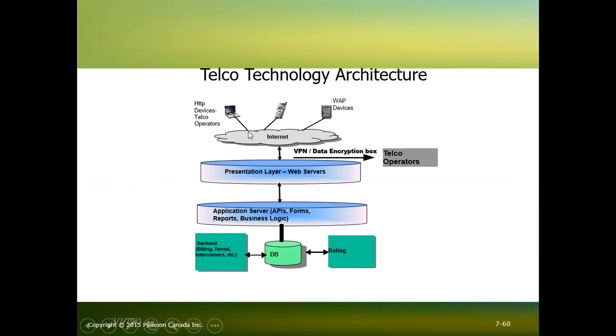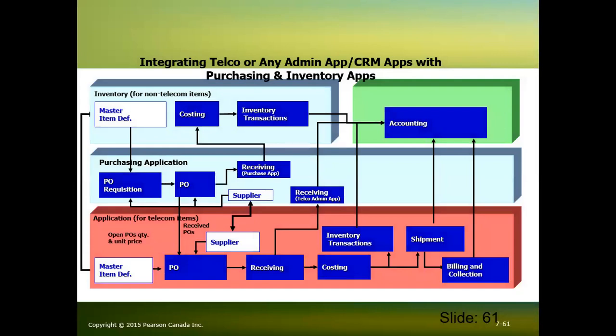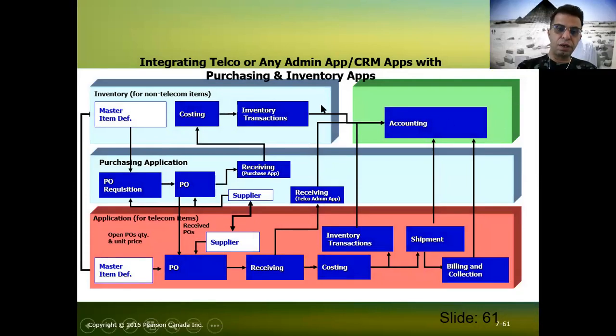Now, how this application architecture works is basically you have mobile, web, whatever, laptop, mobile, connected to the internet, and on the internet, probably there are internet ISP providers, and there are different layers for web servers and applications. There is an API, different forms, reports, business logic, and then you have the back end: the billing, the rental, the interconnect, and the database, and definitely the rating is there. So the list goes on.